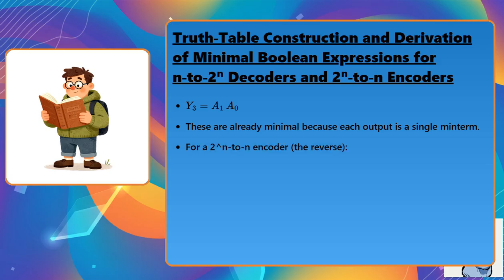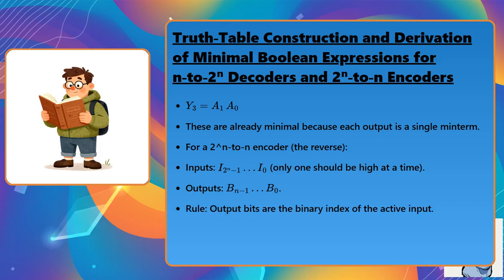For a 2 to the n to n encoder, the reverse. Inputs I sub 2 to the n-1 to I0. Only one should be high at a time. Outputs B sub n-1 to B0. Rule: output bits are the binary index of the active input.